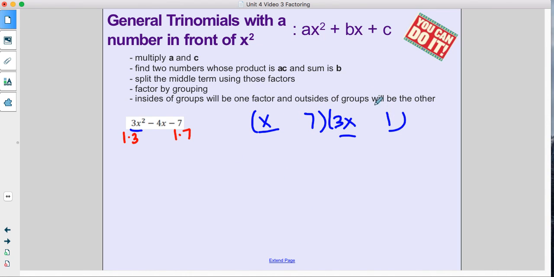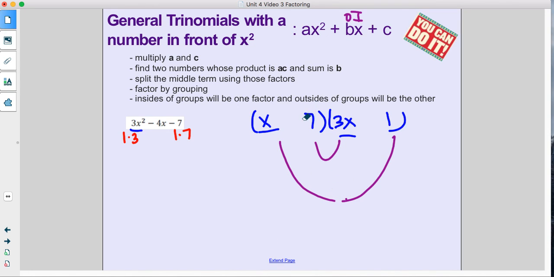Those two numbers, my last two, have to multiply to my c. So far, so good. Now here's where I have to check the OI in FOIL. This, when I multiply, gives me 21x. This gives you x. 21x and x. Is there any way I can get to -4? Not that I can think of. So this is where my guessing is coming in.